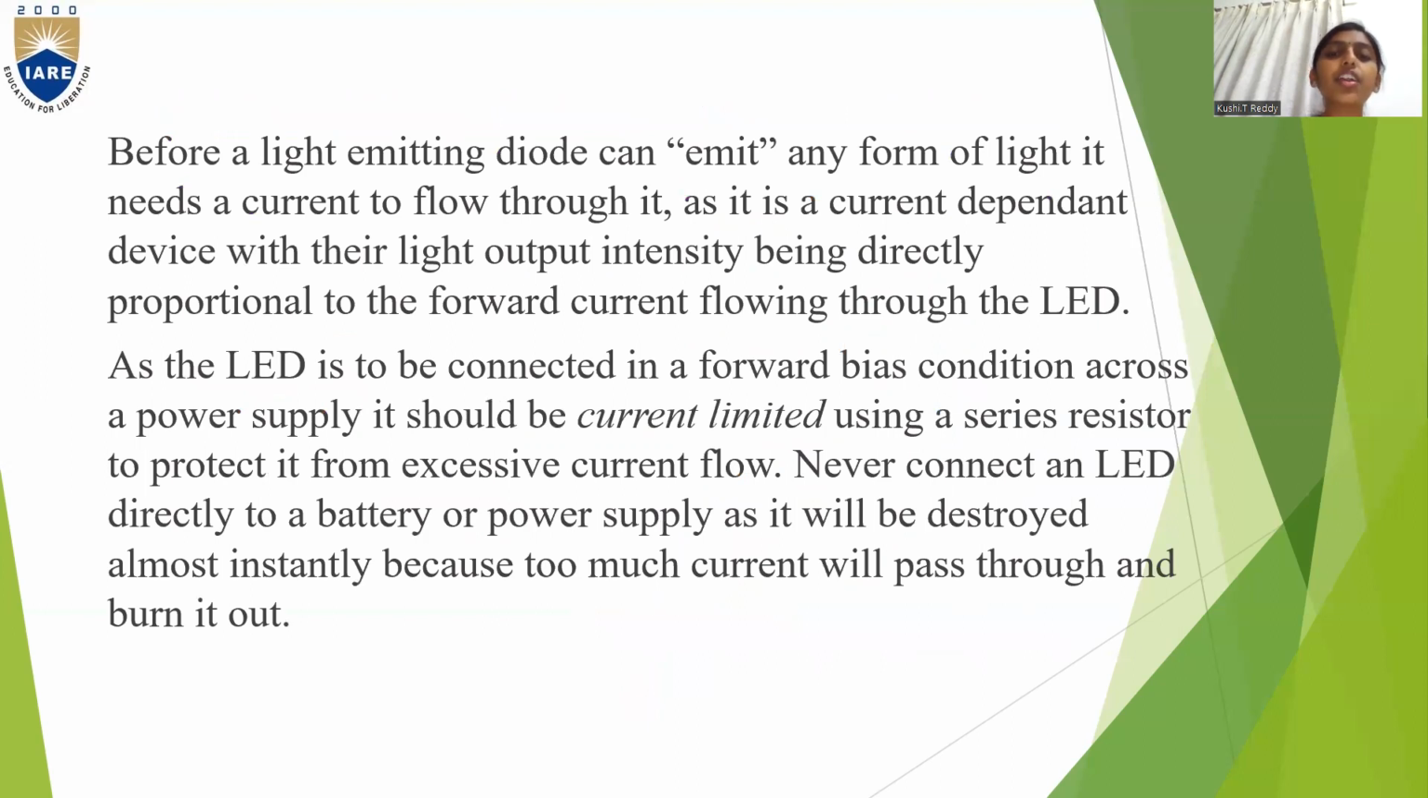Before a light emitting diode can emit any form of light, it needs a current to flow through it. As it is a current dependent device, its light output intensity is directly proportional to the forward current flowing through the LED. As the LED is to be connected in a forward bias condition across a power supply, it should be current limited using a series resistor to protect it from excessive current flow. So, never connect an LED directly to a battery or a power supply, as it will be destroyed almost instantly because too much current will pass through and burn it out.